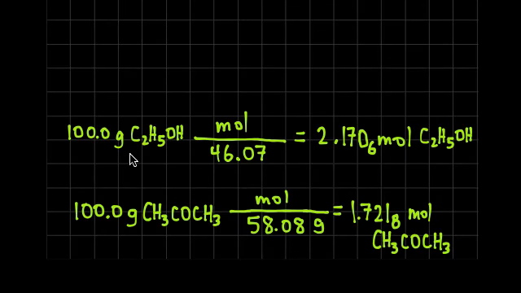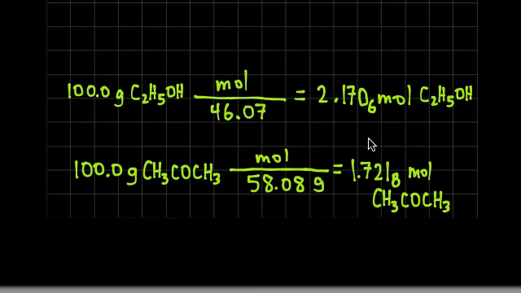So here's my 100 grams of alcohol. Change grams to moles. There should be a little g there. I should fix that as well before I post this. Sorry. 100 grams of acetone. Change grams to moles. 1.7-ish moles of acetone. 2.1-ish moles of alcohol.